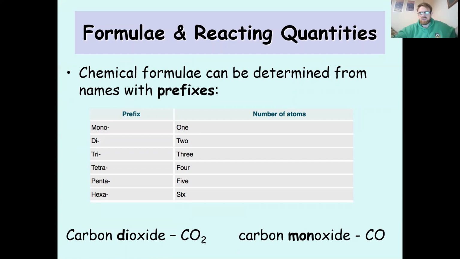So carbon dioxide, CO2. The biggest mistake people make is that they see the prefix and they think, great, that's the valency, let's swap. So they end up with the answer C2O. That's not the case. The prefix literally tells you the number of atoms. So carbon dioxide, carbon 1, no prefix, dioxide, 2 oxygens, CO2. Carbon monoxide, carbon 1, monoxide, 1 oxygen, CO.